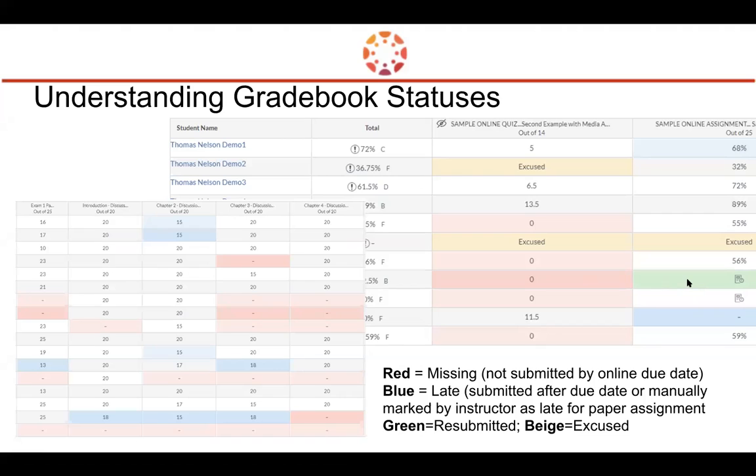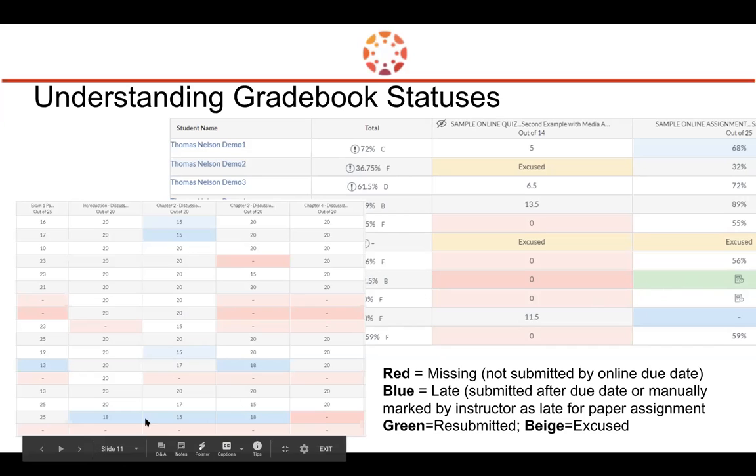And beige means excused. And this doesn't mean that they were late and you excuse them for being late. It means that they do not have to complete the assignment. It is as if that item does not exist for them in the course. And so they are not technically penalized for anything that they are excused. But for instance, if there are only three items in an assignment group and you excuse them for one, now they only have two grades to average versus three, but it does not penalize them by giving them, you know, a zero or any points deducted.